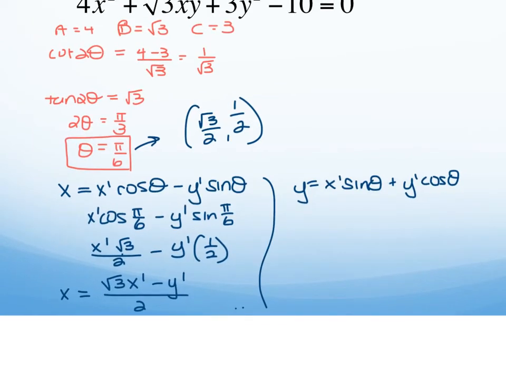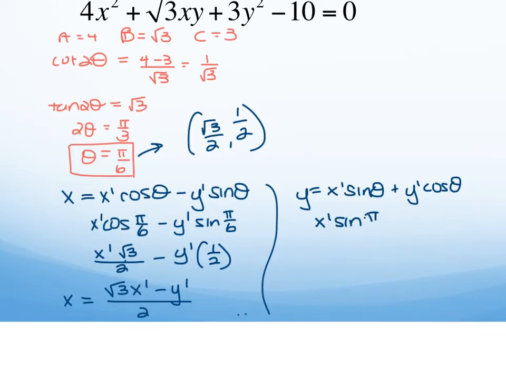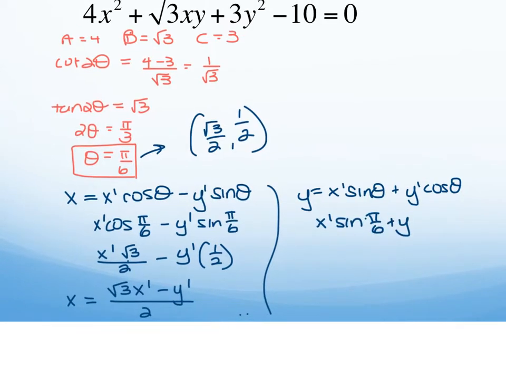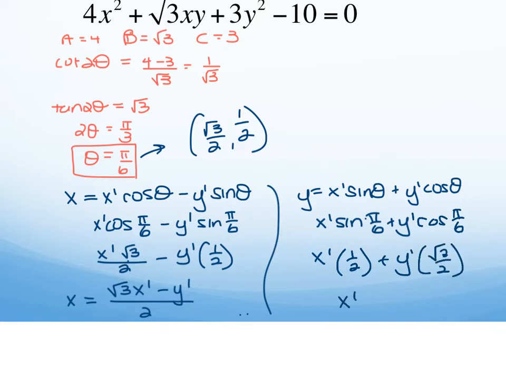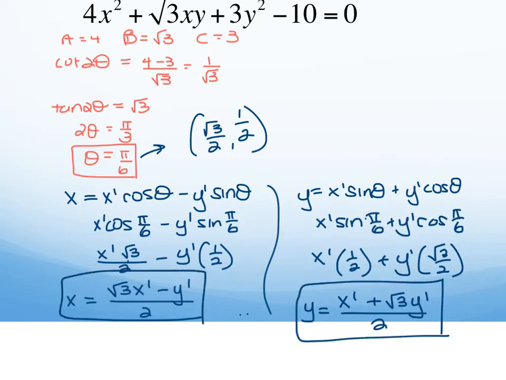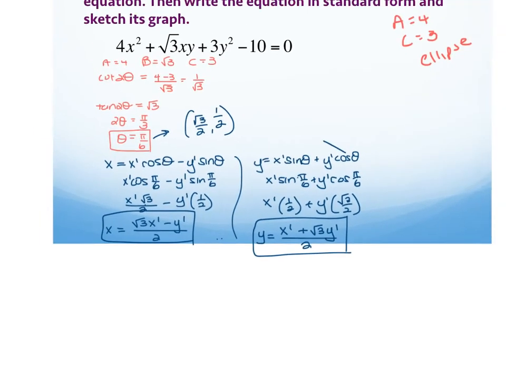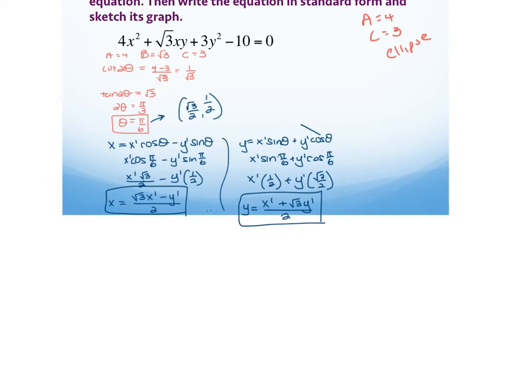And then your y is x prime times the sine of pi over 6 plus y prime times the cosine at pi over 6. The sine is the y coordinate, so this is 1/2. The cosine is the x coordinate, so this is root 3 over 2. And I get x prime plus root 3 y prime all over 2, and that's my y. That'll get you another 5 points. Then I have to take those and plug them in to my original equation.